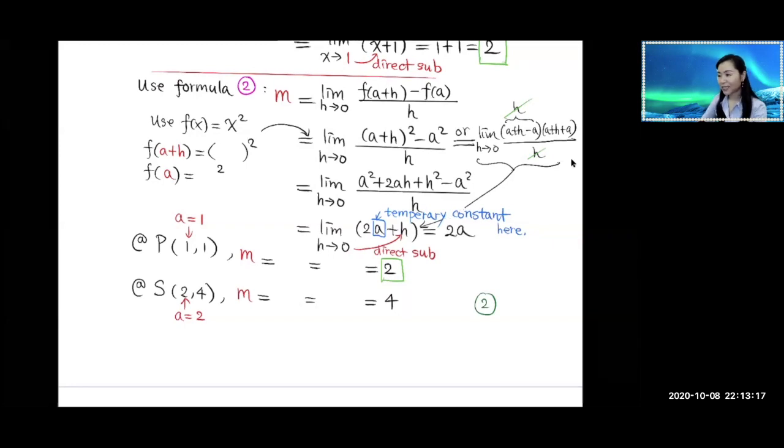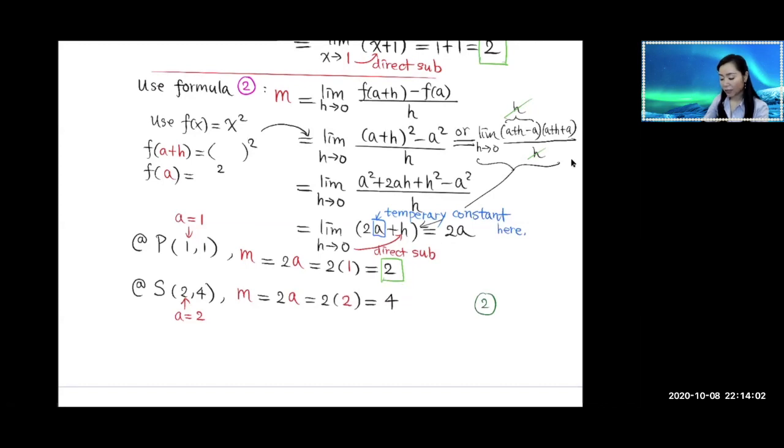So we found that the slope of the tangent at any point on this curve where the x coordinate is a is 2a. At this point 1, 1, a is equal to 1, so the slope will be 2a, which is equal to 2. Now at another point on the curve, like 2, 4, a is equal to 2, so the slope will be 2 times 2, which equals 4.